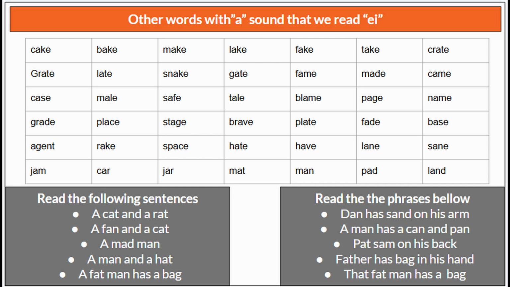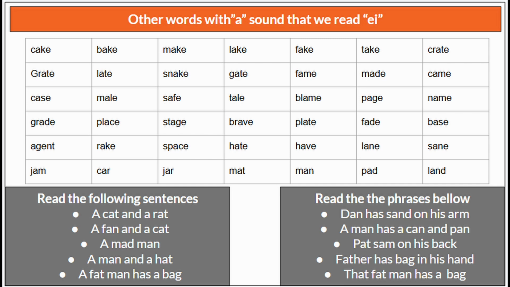So read the following sentences. Let us read them together. You will read after me. A cat and a rat. A fan and a cat. For this we say that we read it as "and".